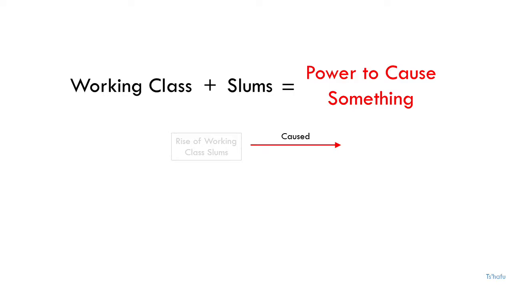Now, this is crucial. And in fact, we're going to be thinking about this very carefully. That we're not going to be taking for granted that simply working class and slums, of course, they cause something. No, you have to convince your audience of that. That is your job.